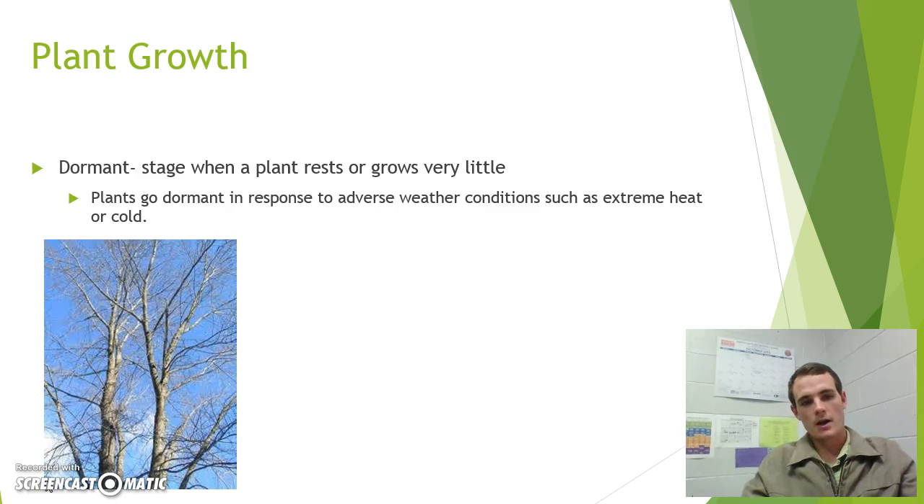Plant growth. We'll discover many of the stages of growth later in the class, but the dormant stage is what you need to know now. When plants go dormant, or in many cases the leaves will fall off in the dormant season, that's when they rest or grow very little. This is usually a response to adverse weather conditions such as heat or even extreme cold.